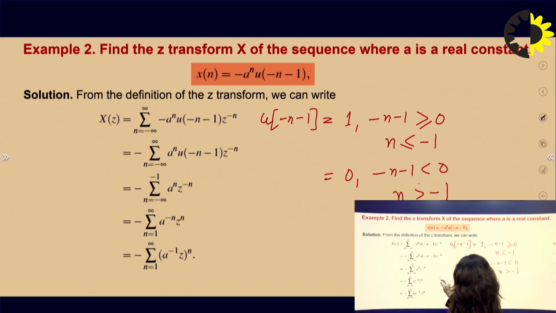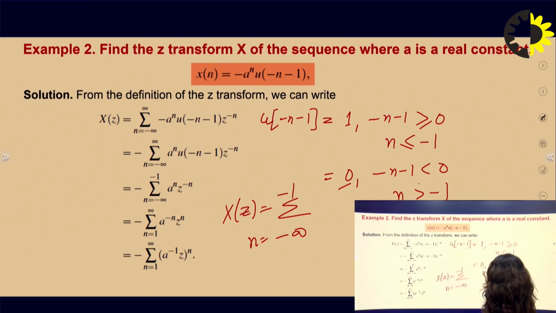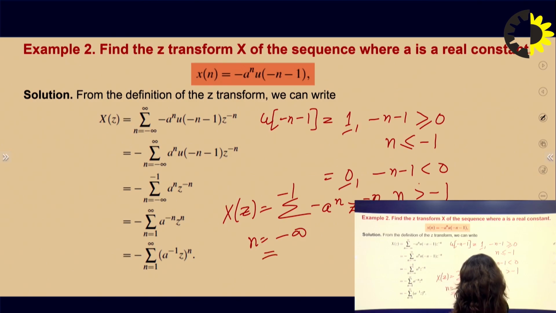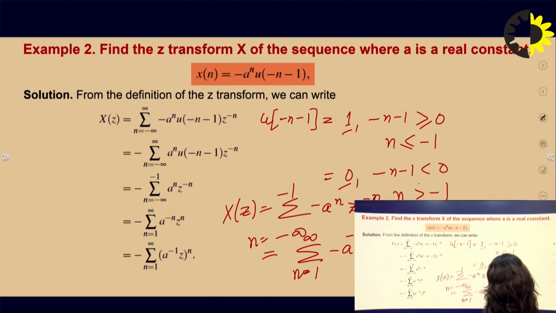So if you see here, then you will get to know that the limit of the summation is from n equal to minus infinity to minus 1, because after minus 1 it has a value 0, and before minus 1 it has a value 1, minus a to the power n and z to the power minus n. We can write it like this, and when you solve it, because both the limits are negative, we can make it positive, n equal to 1 to infinity, and in that case the value of n is replaced by minus n. So minus a to the power minus n, z to the power n, with n equal to 1 to infinity.